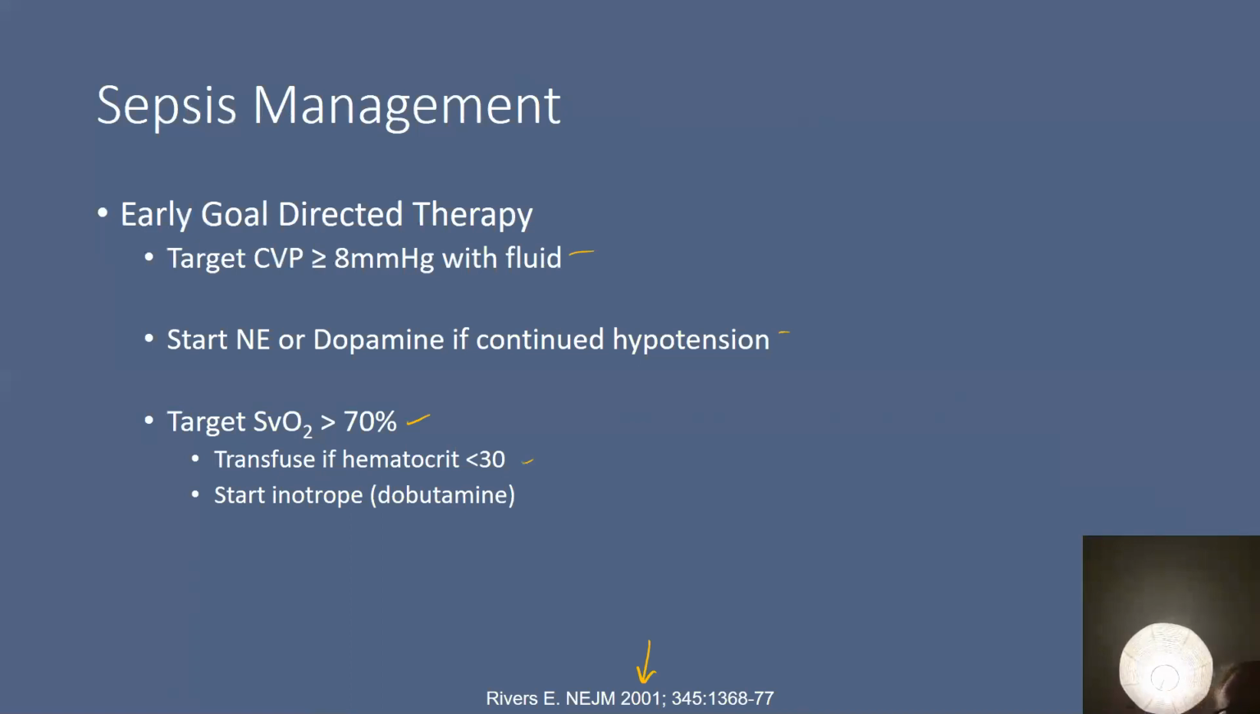His approach was to start with fluid, because he wanted to fill the tank up with fluid first. Once you're full of fluid, then you start a vasopressor to try to increase the blood pressure further, because you're going to reach a point where fluid no longer increases pressure. Then you start your pressor. If you're still hypoperfused and your SvO2 is still low, that's when we start doing things to try to increase the carrying capacity by transfusing blood, very infrequently done, or starting something that's going to help with contractility, like an inotrope. So this was Manny Rivers' protocol.